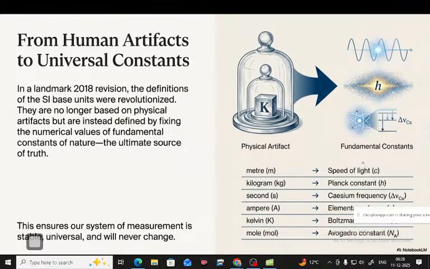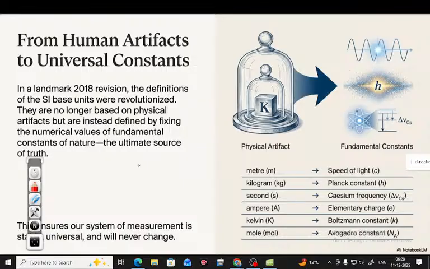This is a physical artifact. These are fundamental constants. Meter, speed of light. Kilogram, Planck's constant. Second, cesium frequency. Ampere, elementary charge. Kelvin, Boltzmann constant. Mole, Avogadro constant. These are related to the physical artifacts with fundamental constants. These are the few facts we should know.